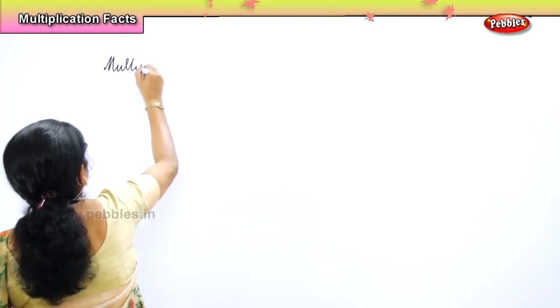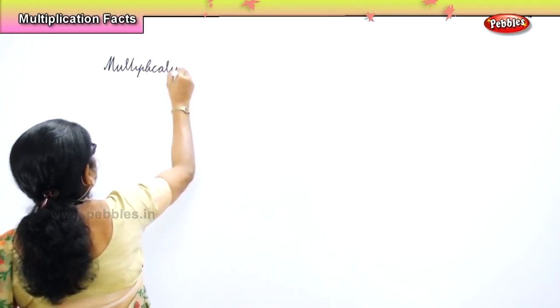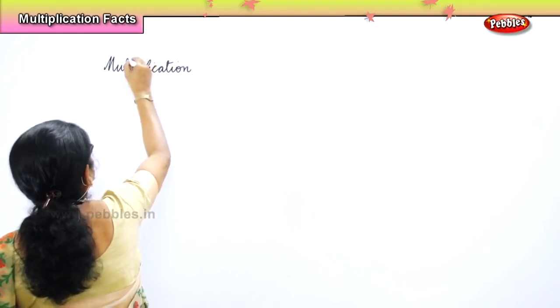Multiplication facts. This you should know. When we think of multiplication, the number zero is very important. Any number multiplied by zero is zero, and zero multiplied by any number gives you zero. That you must always remember, all right? So we are going to do multiplication facts.